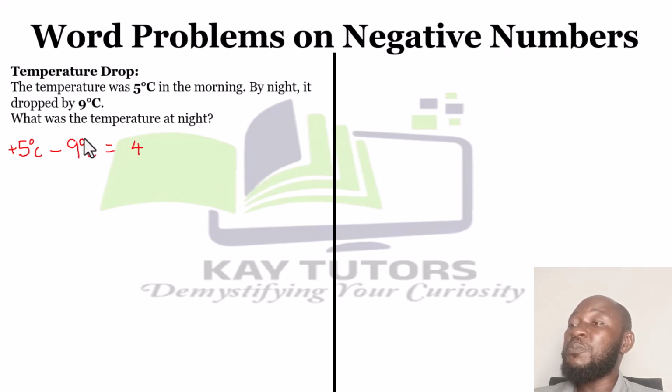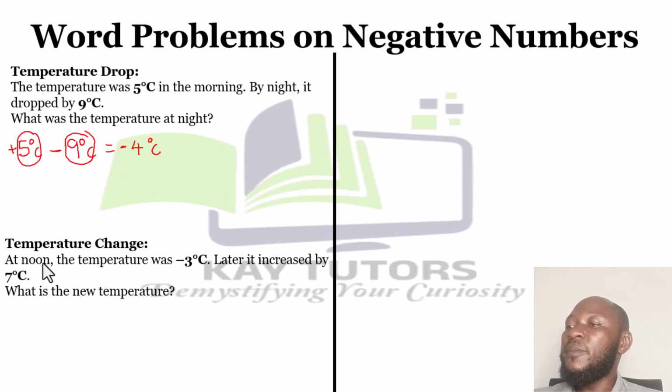Which temperature is bigger? Please ignore the signs. Okay, I have 9 here and I have what? 5 here. Which temperature is bigger? Of course, 9 is bigger than 5. What sign is 9 carrying? 9 is carrying a negative sign. And since the bigger number here is carrying the negative sign, my new temperature at night is minus 4 degrees Celsius. The next number is, at noon, the temperature was minus 3 degrees Celsius.